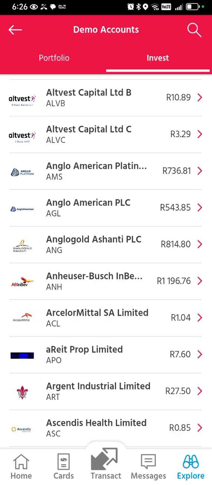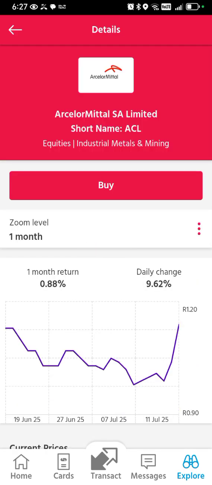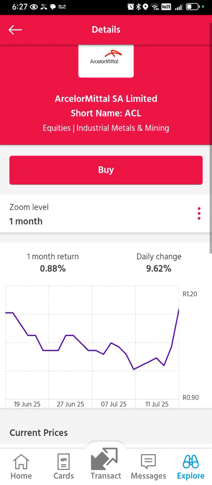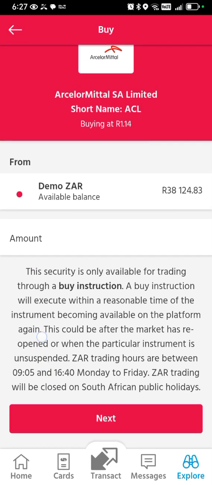You see this ArcelorMittal SA, it's 1 rand a share, which means the company has dropped. It's 1 rand a share. Let's see. But it looks like it's increasing. It's increasing. So yeah, because it's 1 rand a share, maybe we can buy.